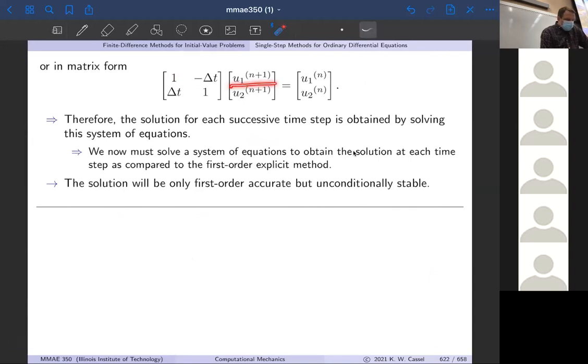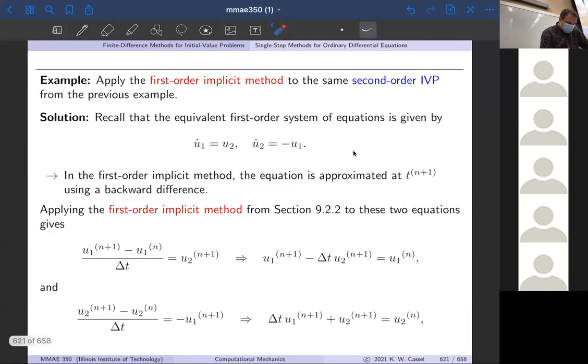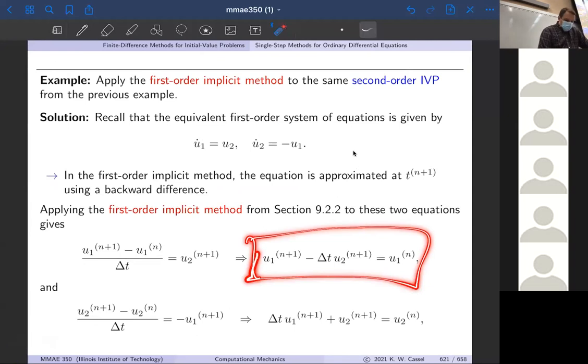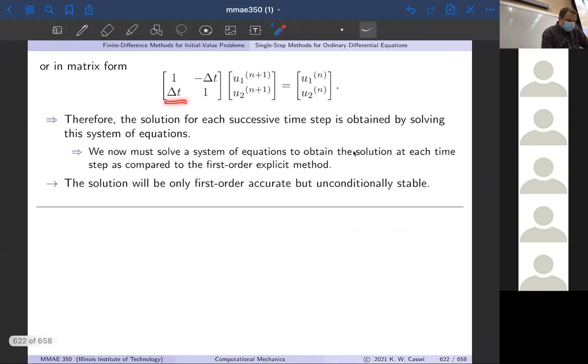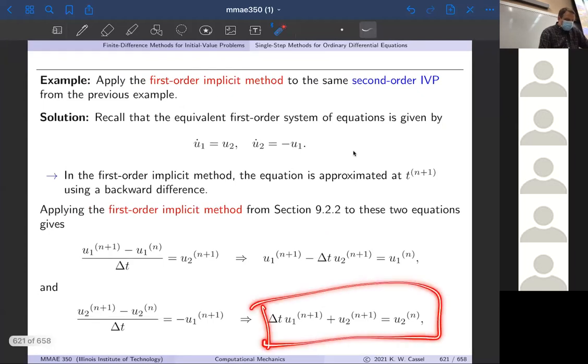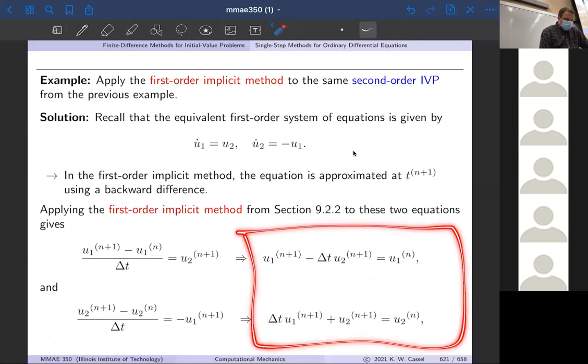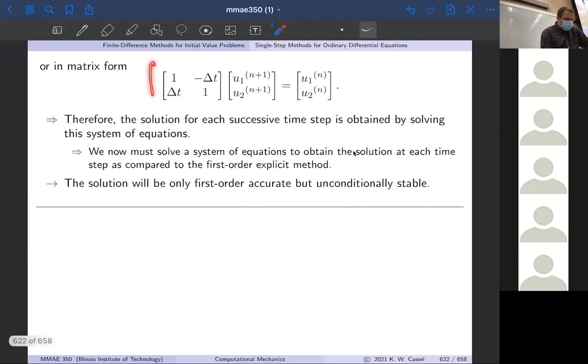So my unknowns are u1 n plus 1, u2 n plus 1. And if you track this through, this is 1 times u1 n plus 1 minus delta t times u2 n plus 1 is equal to u1 n, which is exactly this. Okay, then the second equation is delta t times u1 n plus 1 plus 1 times u2 n plus 1 is equal to u2 n, which is exactly this expression. Okay, so these two equations for my two unknowns are expressed here in matrix form. And now I can solve it.